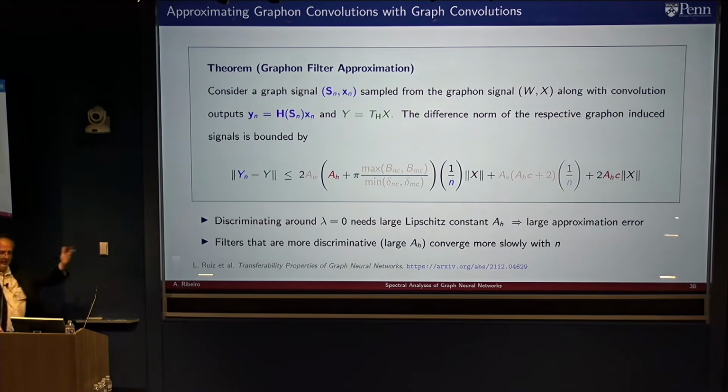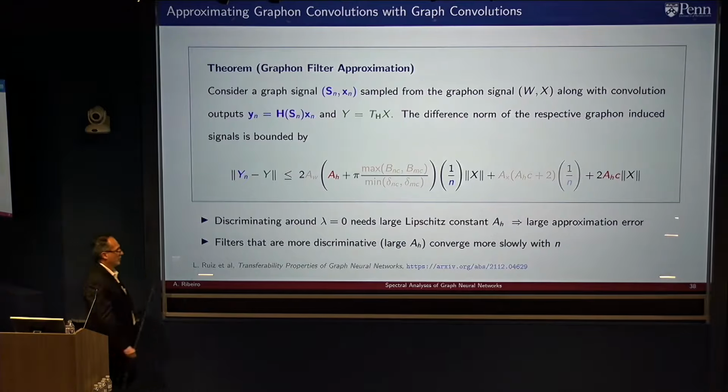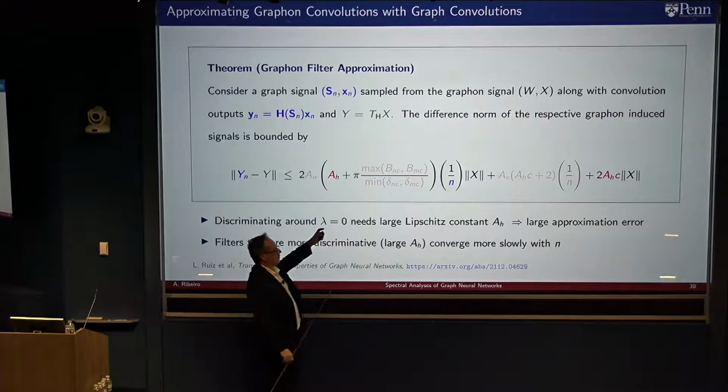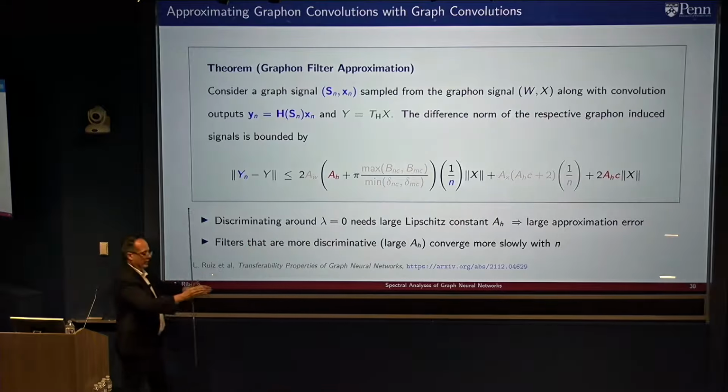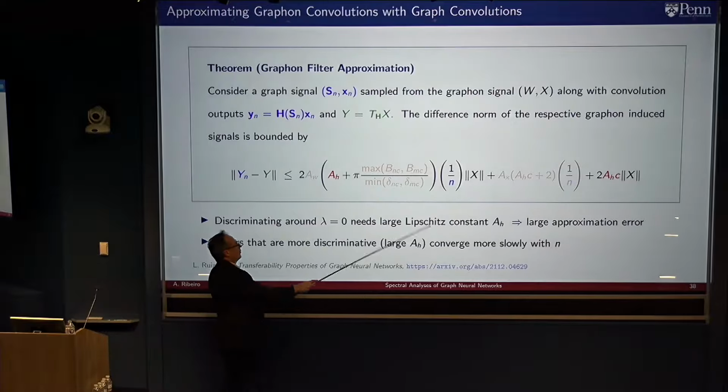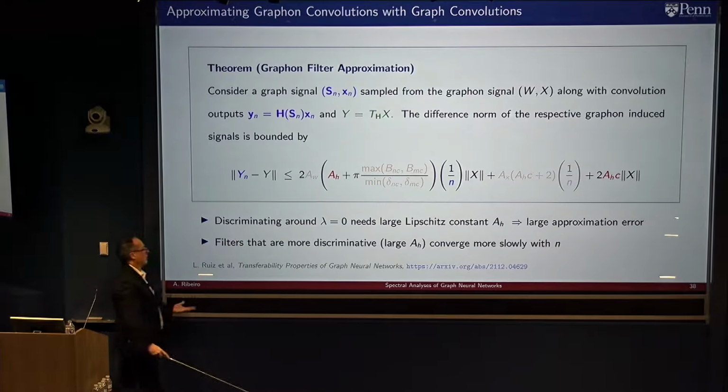Okay, and that's where you have your discriminability versus transferability trade-off, right? Because discriminating around lambda equals 0 requires a large Lipschitz constant so that I can discriminate those eigenvalues, but having a large Lipschitz constant increases the transferability bound, okay?